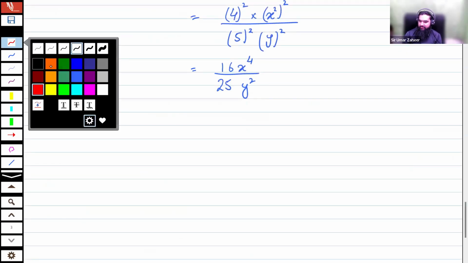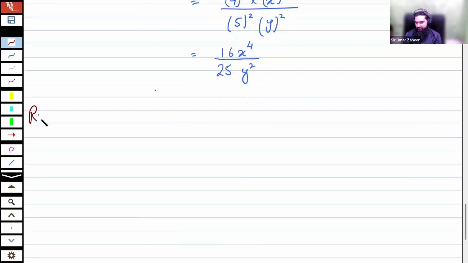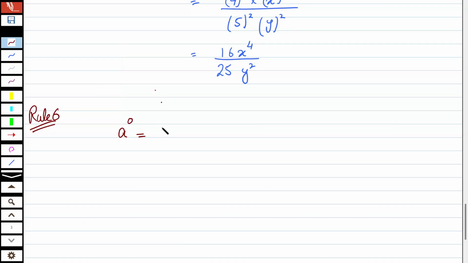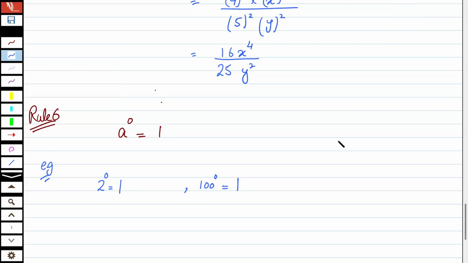Now, let's go for the next one. Let's make rule 6. Tell me, any number having a power 0 will always be equal to 1. For example, what is the answer of 2 raised to power 0? It is 1. 100 raised to power 0 is 1. But exceptionally, 0 raised to power 0 is undefined.